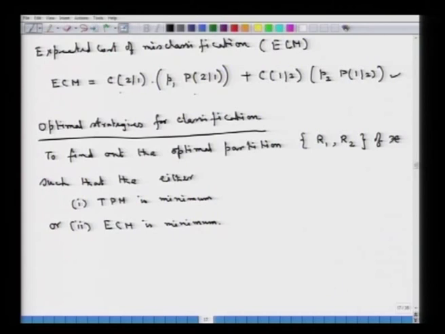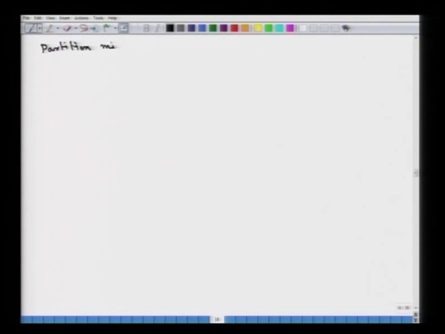So, under any one of these, we will try to find out what is that partition R1 R2 which is going to lead us to the minimum value of the respective quantities. Now, let us first look at the optimum partition minimizing the total probability of misclassification. Let us now derive this particular total probability of misclassification minimizing partition.